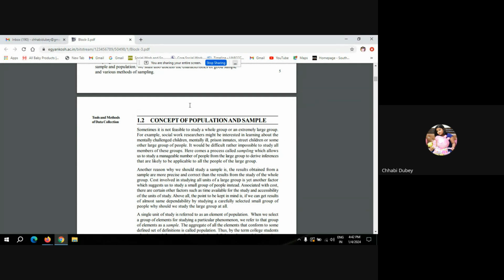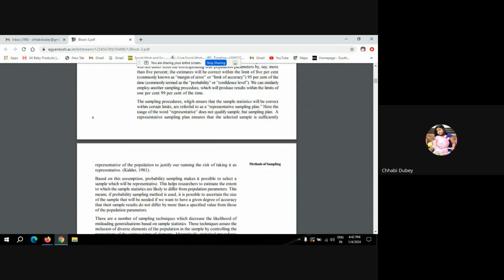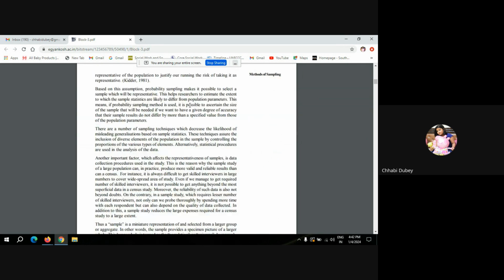A single unit of study in any research study is referred to as an element of the population. When we study a group of elements for studying a particular phenomenon, we refer to that group of elements as a sample. So this is what exactly a sample is all about.